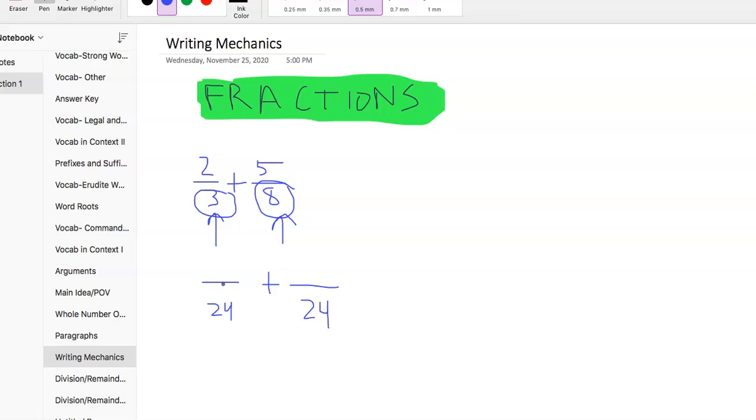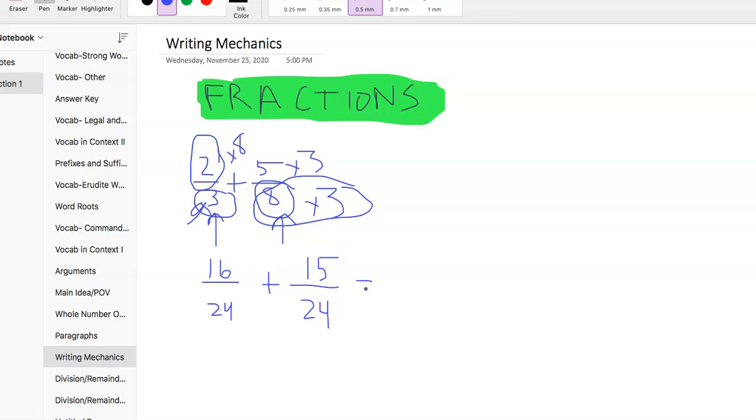We got that. Okay, so because this we did times 8, we're going to have to go 2 times 8 is 16. Okay, and then because on this one we went 8, we're going to go 8 times 3 right here to make 24. Up here we're going to do exactly the same thing on the top and on the bottom. 5 times 3. 5 times 3 is 15.